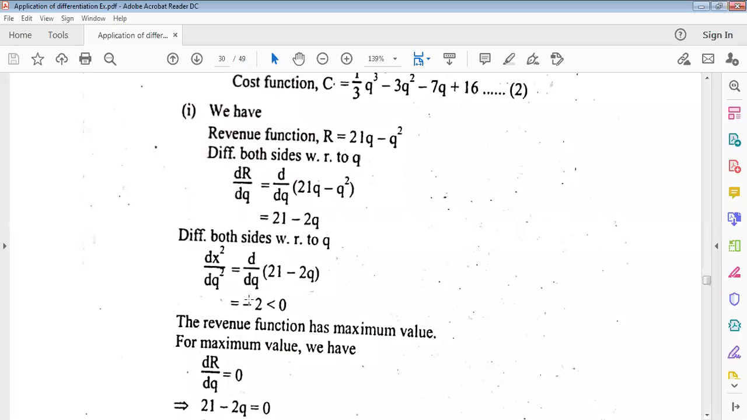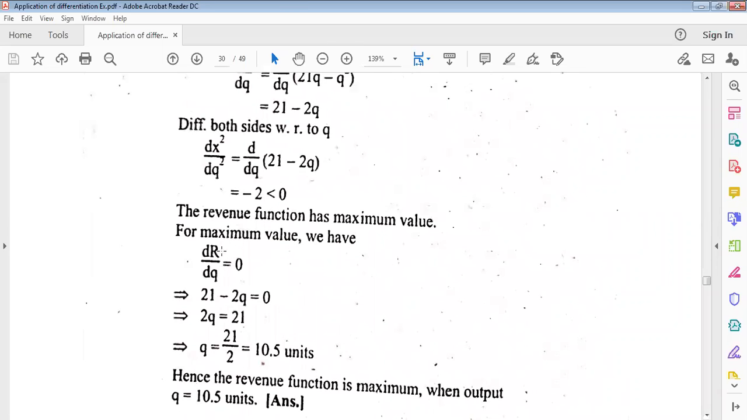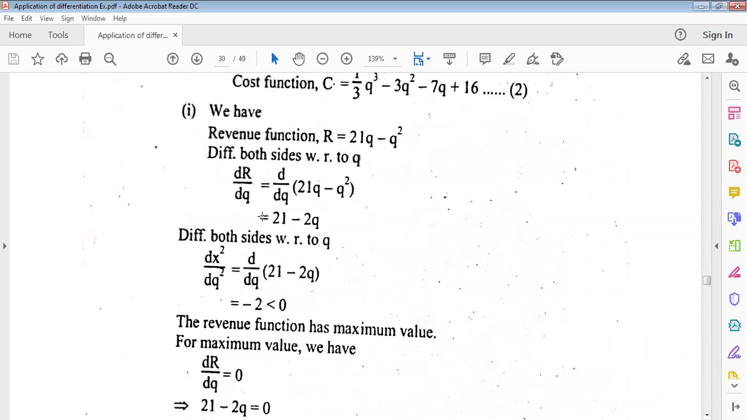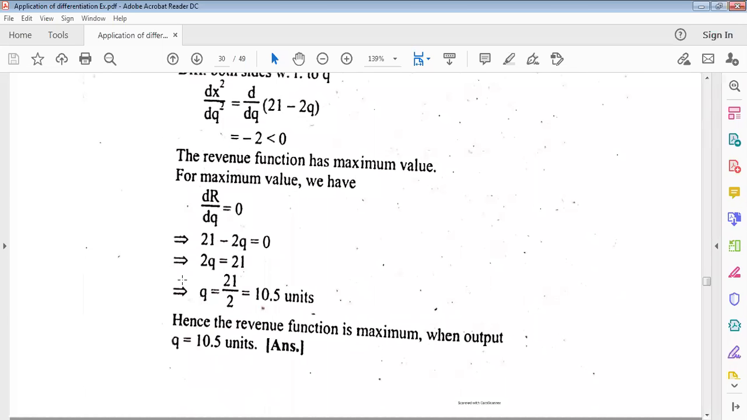That means the second derivative test gives a negative value. For a negative value, the revenue will be maximum. If negative, then it must be maximum. Now for the maximum value, the first derivative will be 0. dR/dQ equals this, 21 minus 2Q equals 0. That means Q equals 10.5 units. So the number of units or output will be 10.5. Hence the revenue function is maximum when the output is Q equals 10.5.